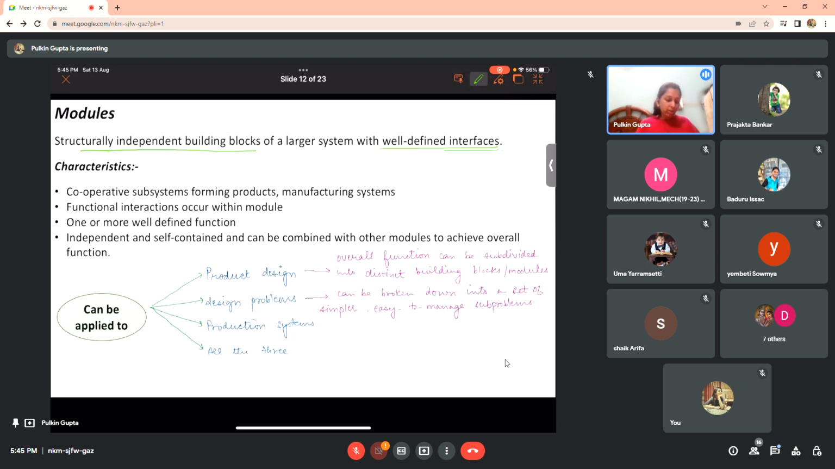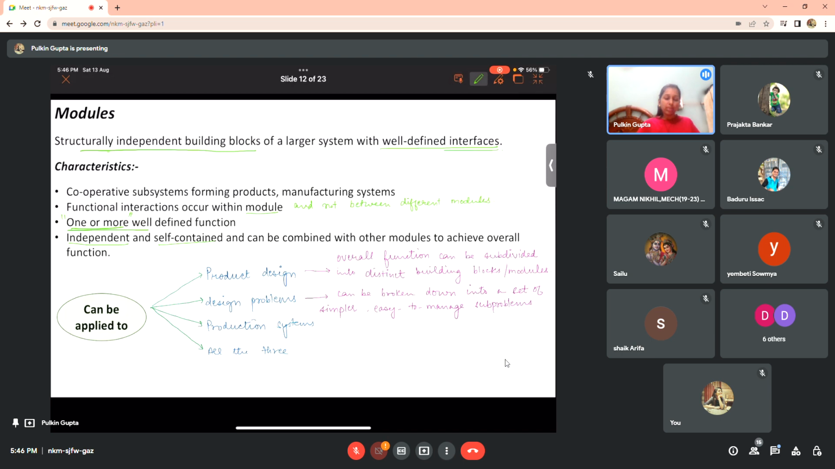Now, functional interactions occur within the module rather than between different modules. And a single module can perform one or more functions. It is not necessary that one module will perform one function only. It can perform more than one function as well. And they are independent and self-contained and can be combined with other modules to achieve the overall function. Okay, so they are independent and self-contained.